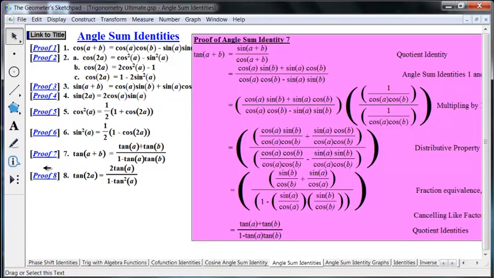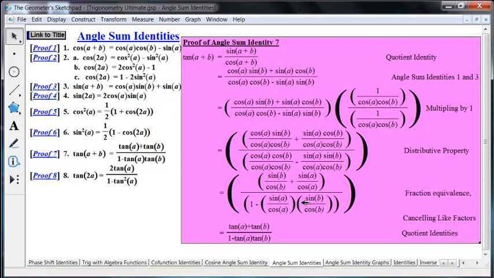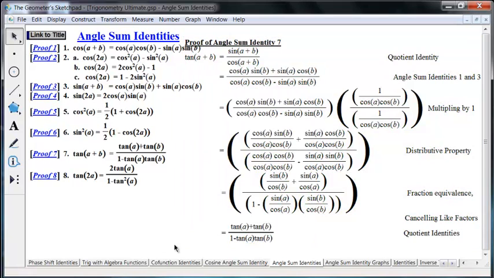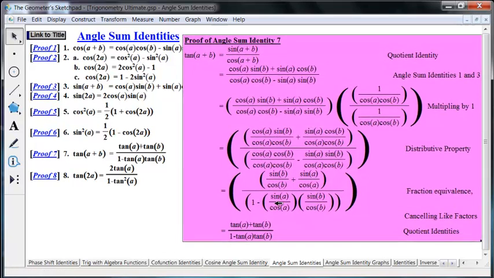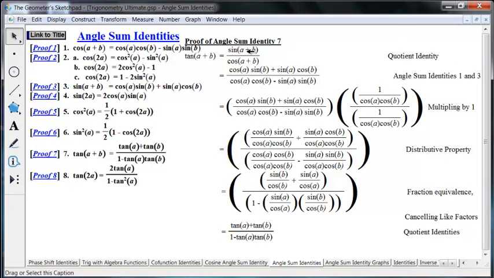Now, tangent of A plus B. Well, when in doubt, what do you do? Change to sines and cosines. So the first thing we're going to do is say tangent of A plus B is sine of A plus B over cosine of A plus B. That's our quotient identity.